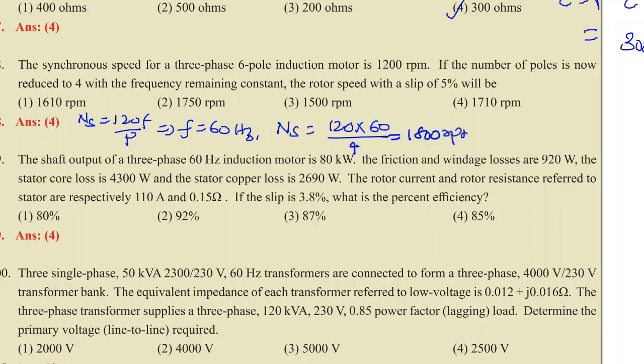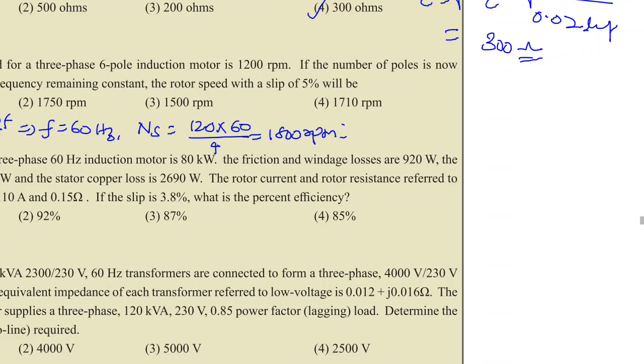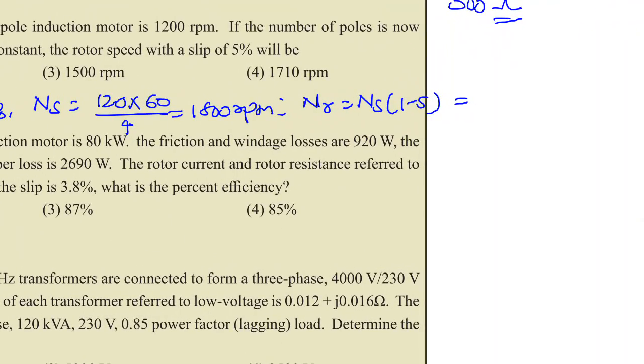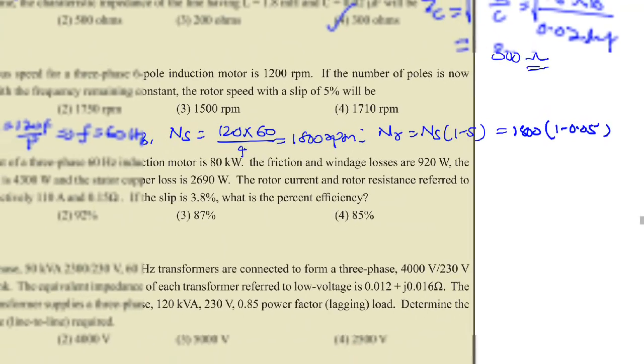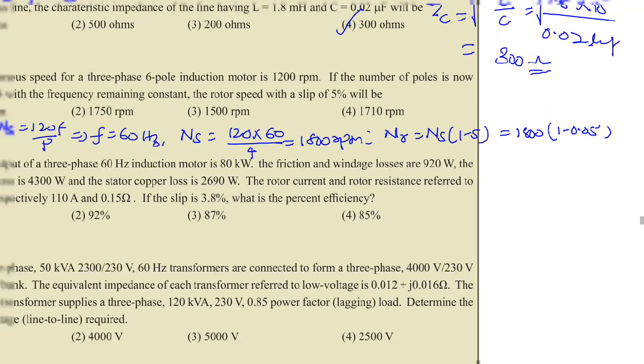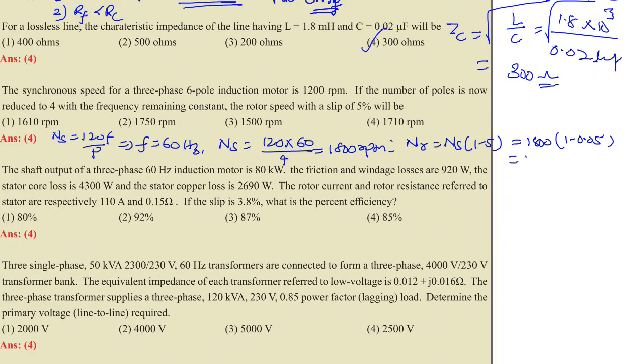Okay. Now we need to find the rotor speed. We know the formula: NR is equal to NS into 1 minus S. So it is going to be 1800 into 1 minus 0.05. From this the answer will be 1710 RPM. So this is the answer.